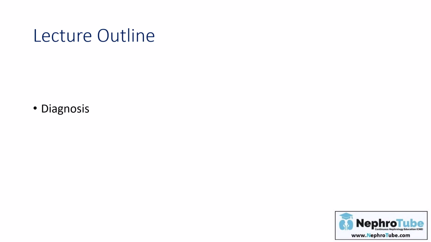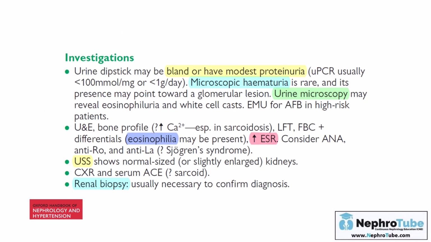What about diagnosis? How do we diagnose acute interstitial nephritis? First, you can find evidence in your investigations for the systemic disease if it is the cause of acute interstitial nephritis. For example, you can find hypercalcemia indicating sarcoidosis. You can do ANA, anti-Ro and anti-La to diagnose Sjogren syndrome, chest X-ray and serum ACE to diagnose sarcoid. All of these are keys for the systemic disease that may cause acute interstitial nephritis.